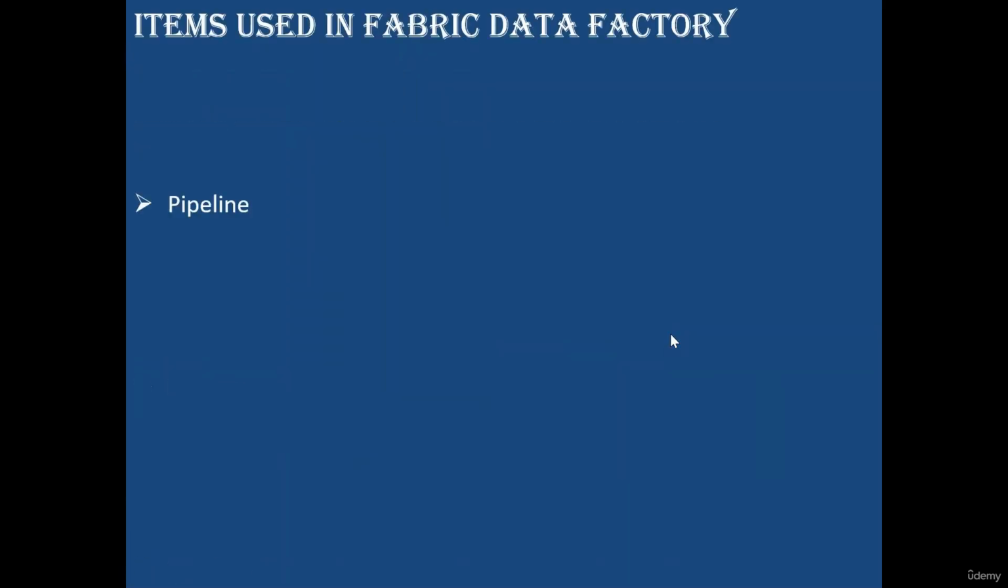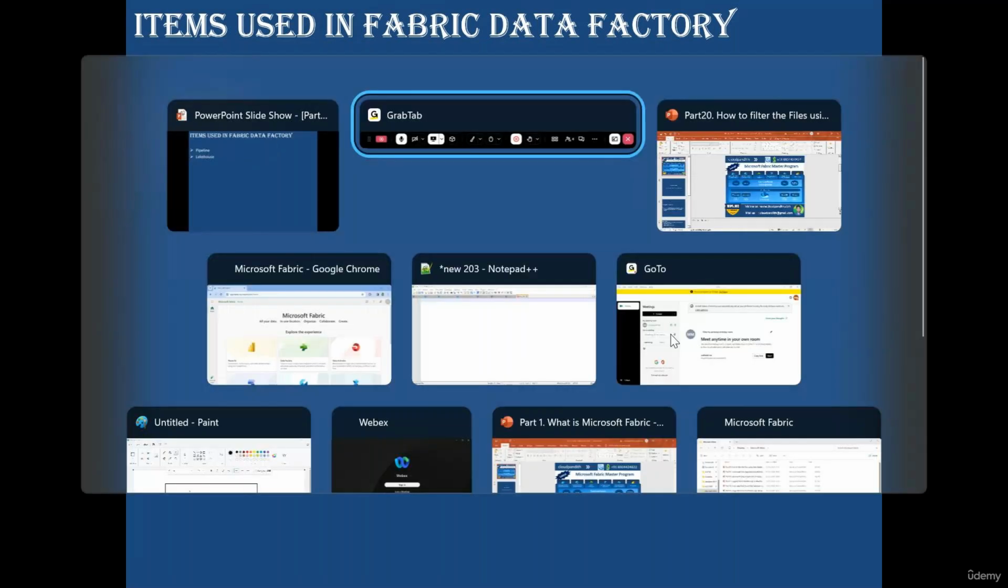Now, the items used are basically pipelines and a lakehouse. Lakehouse is our destination. Pipeline we will be using for data ingestion, and the source is a data lake that I'll create from the Azure portal. Okay, let's start, team.